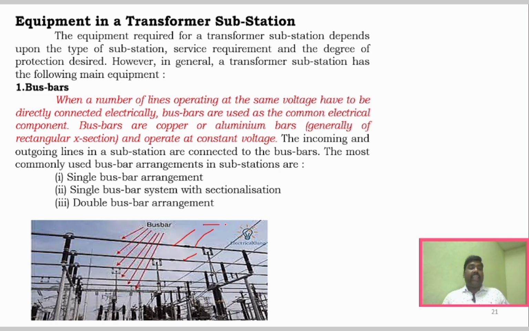This will act as a conductor actually, right? And this can be aluminum or copper, but mostly aluminum is preferred. And when it comes to bus arrangements, you can see it can be a single bus arrangement, single bus bar arrangement with sectionalization, or double bus bar arrangements. You can see all these arrangements are possible in bus bars.